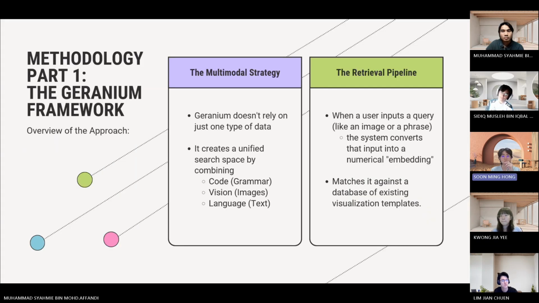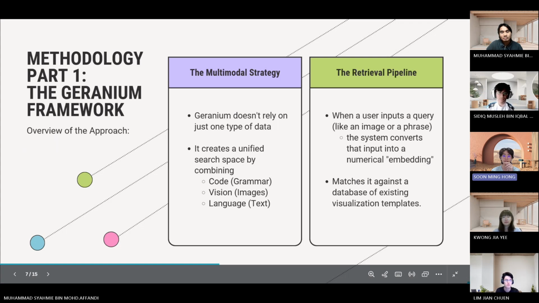Moving to the methodology, Geranium uses a multimodal retrieval approach. The goal is to create a unified search space where the system understands 3 distinct inputs: natural language text, visual image, and the underlying Gosling code.